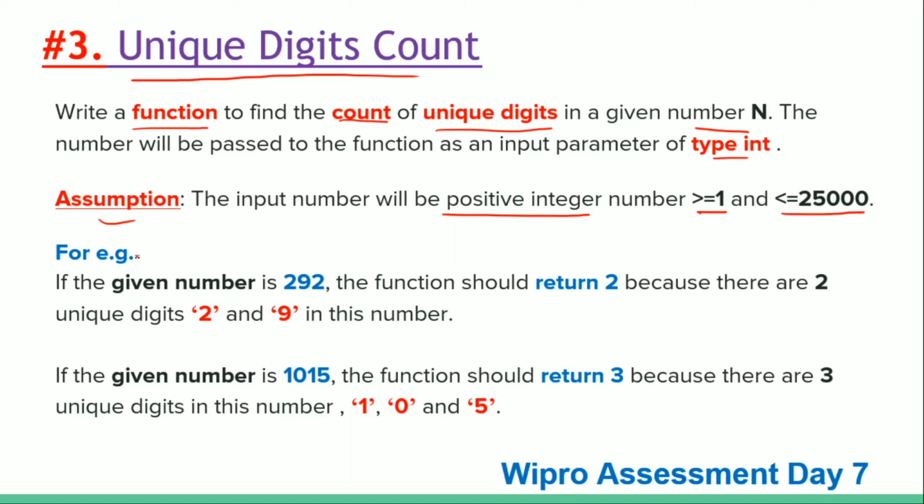An example is given that if the given number is 292, the function should return 2, because we can see that there are two unique digits, that is 2 and 9, in this number. And another example is given that if the given number is 1015, the function should return 3, because we can see that there are three unique digits, that is 1, 0 and 5.